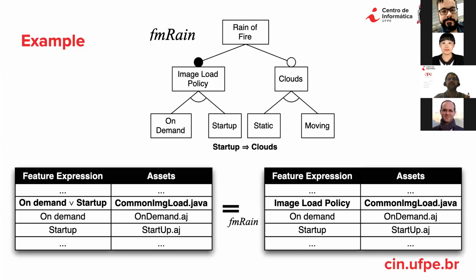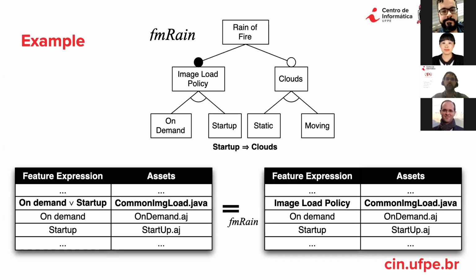For instance, let's see an example based on what we've just discussed. So you see here below the feature model, two different configuration knowledge models that are equivalent, because having on-demand or startup is equivalent to having image load policy as a feature expression, but this is only true when you have this particular feature model.